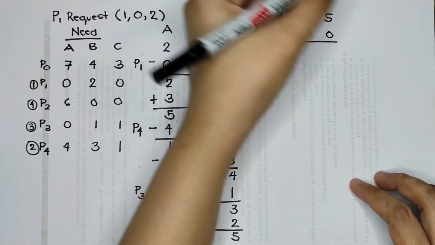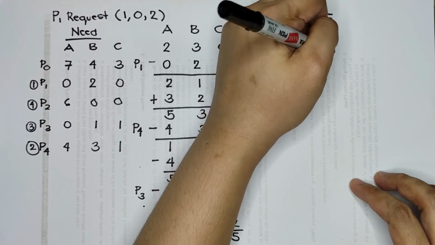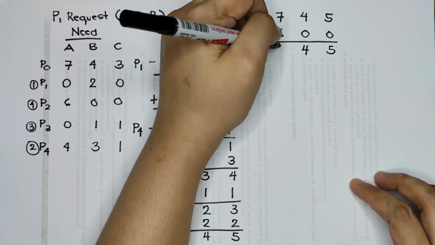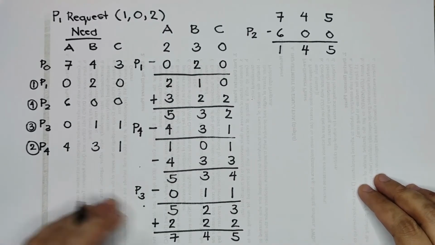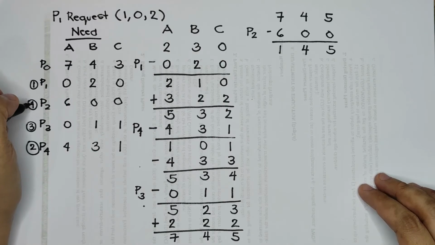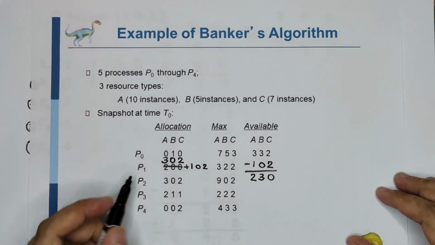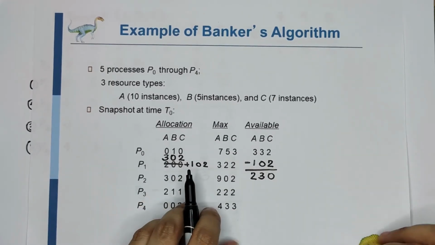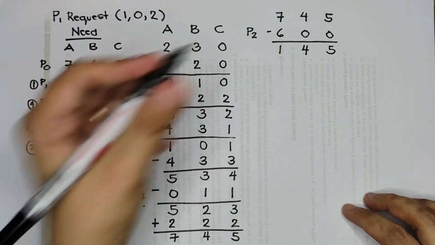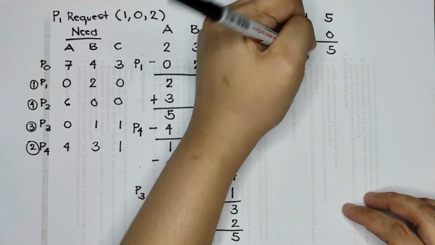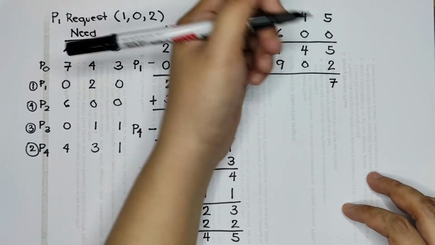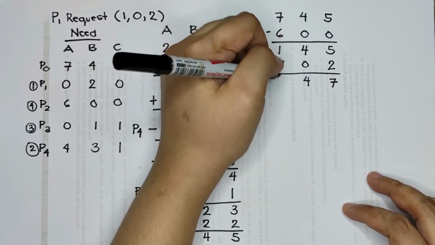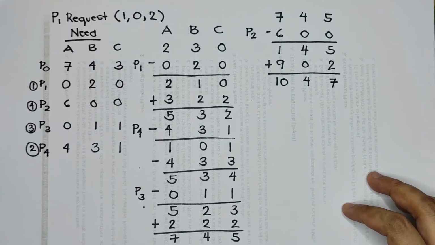So, we have 5 minus 0 is 5. 4 minus 0 is 4. 7 minus 6 is 1. And then, okay, we're already finished with P sub 2. Finish its execution. What's its maximum resource value? We have 9, 0, 2. So add 9, 0, 2. So we have 5 plus 2 is 7, 4 plus 0 is 4, 1 plus 9 is 10. So we have 10, 4, 7.